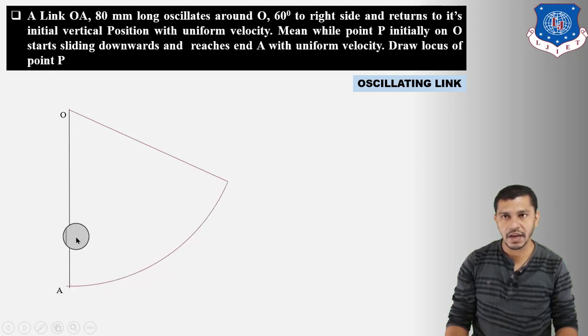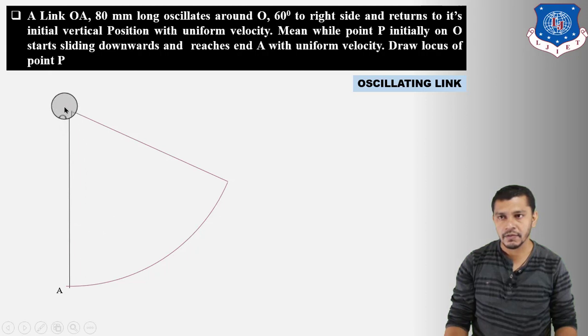And at the same time, meanwhile, point P, initially on O, starts sliding downwards and reaches A with uniform velocity. So at the same time, one point P which is at O starts sliding downwards and reaches point A with uniform velocity. So draw the locus of point P. So we have to find out the locus of point P, which is sliding from O to A with uniform velocity. So this angle is 60 degrees.